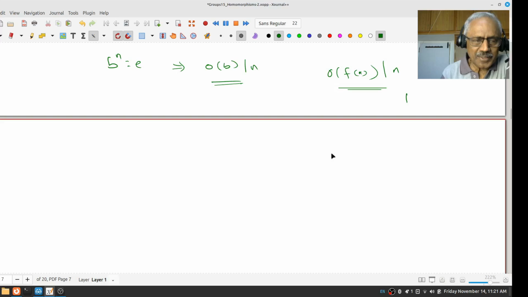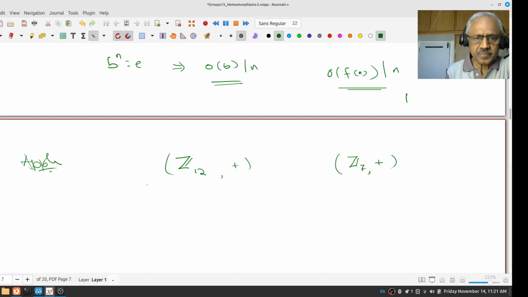Now we will give an application of this. This is an application of an application. Suppose I have, let us say, the additive group Z2 under addition and the additive group Z7 under addition. Suppose f is a group homomorphism. I want to understand this.